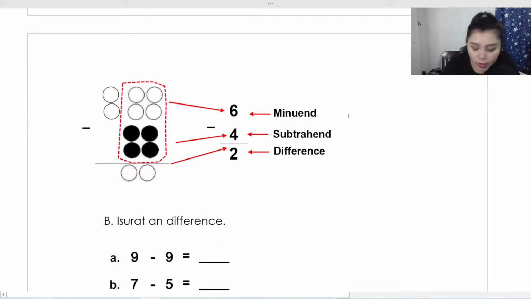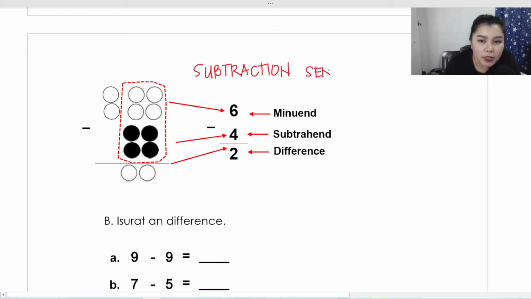Okay, for a subtraction sentence, which is written in column pababa. So you can see here the number of white chips, which is 1, 2, 3, 4, 5, 6. That's why we have 6. And then the number of black chips, 1, 2, 3, 4. So that's why you have here 4.